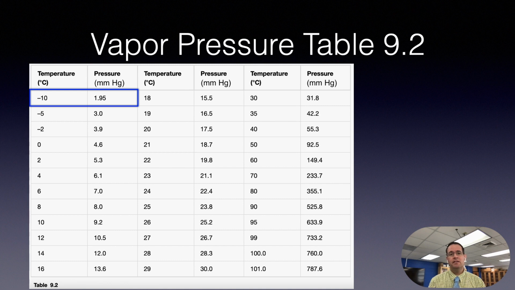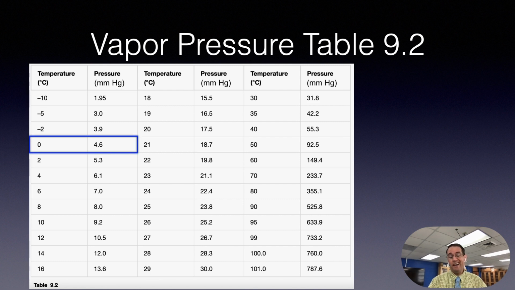Now, I wanted to bring your attention to table 9.2 in the OpenStax textbook. We sometimes call this the steam table, and it lists the different temperatures and pressures for water. Now, what's really cool is that even at minus 10 degrees Celsius, an ice cube is going to have some sort of vapor pressure, only due to the possibility that ice can sublime.